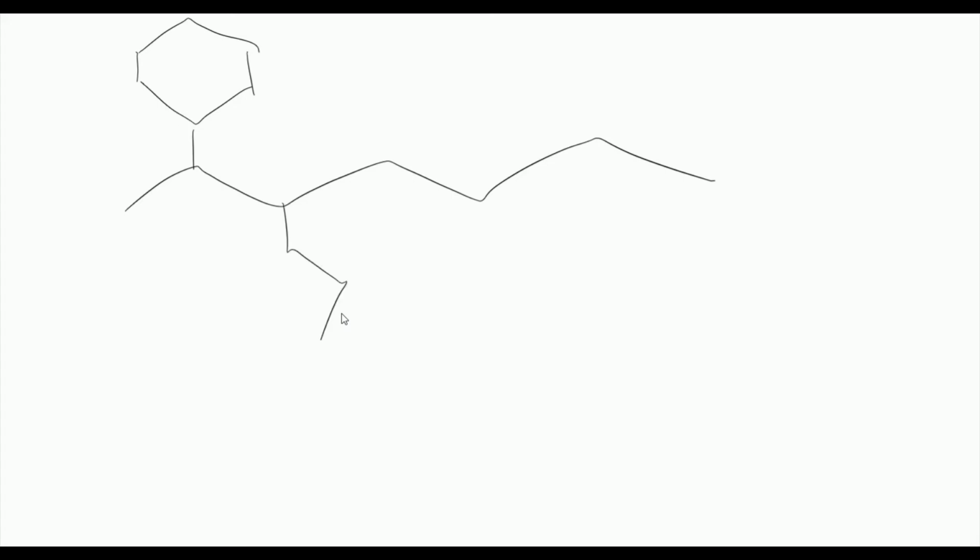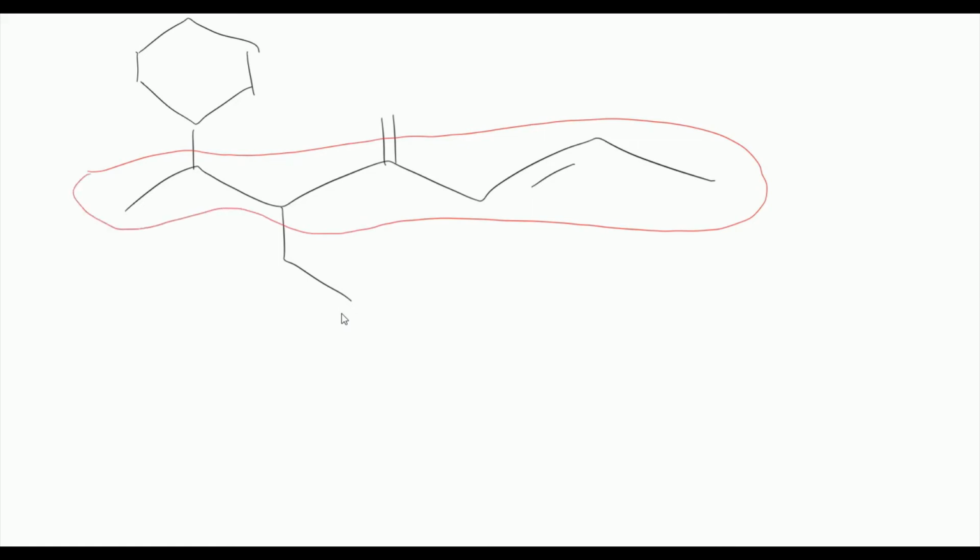Now let's look at a ring as a side chain. All right. So here we have a nice long chain with a bunch of side chains on it. We choose the longest chain that gives us the most number of side chains, right? It's going to be this guy. This gives us 3 side chains.